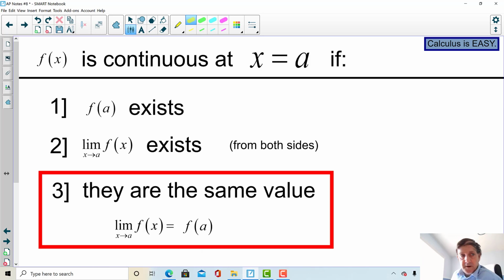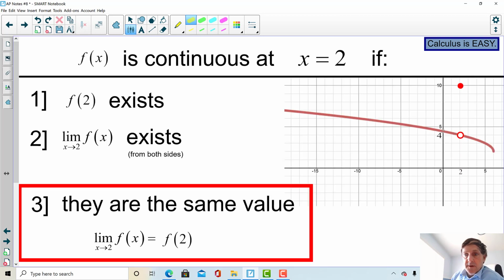Now this is the important part. In order for f of x to be continuous at x equals any number, these three conditions must apply. And actually, if you just take the first two conditions and set them equal, you get that third condition. So really all you need is just that third condition. But we're going to go step by step. We're going to look at condition 1, then condition 2, and if those work, then we go to condition 3 to see if it works.